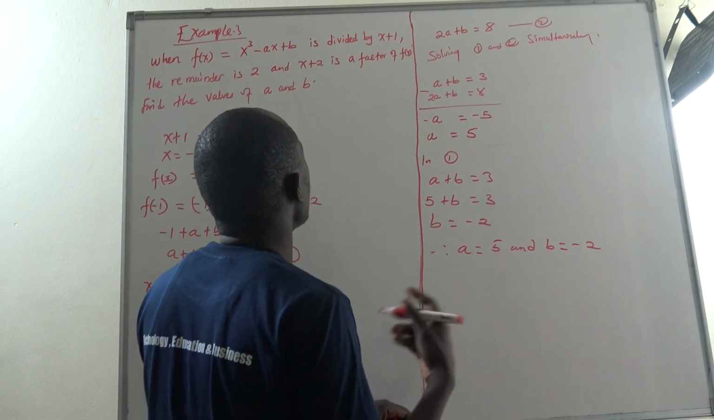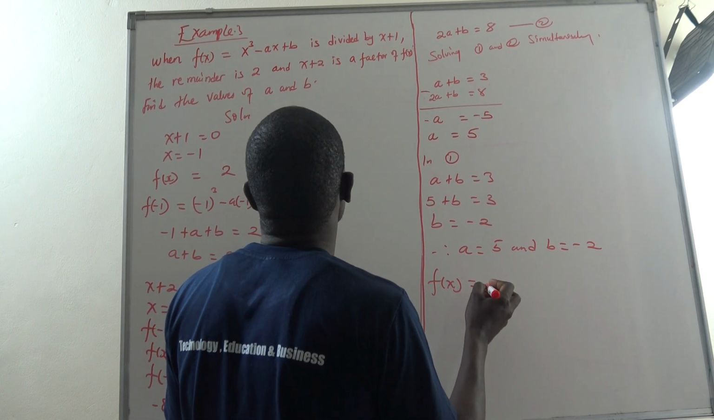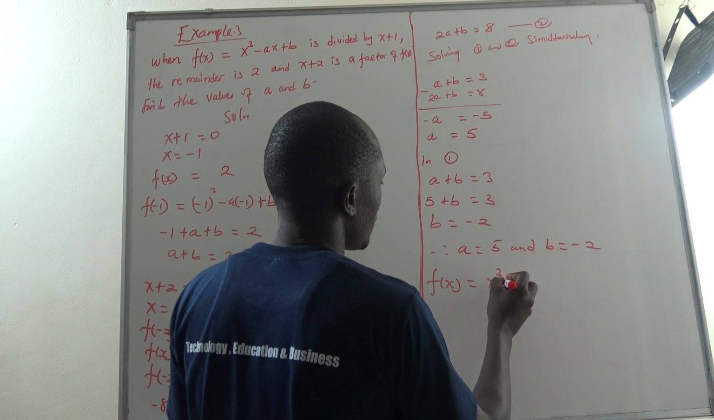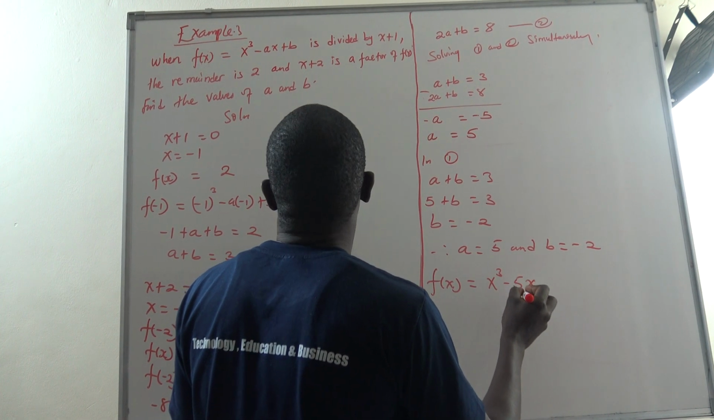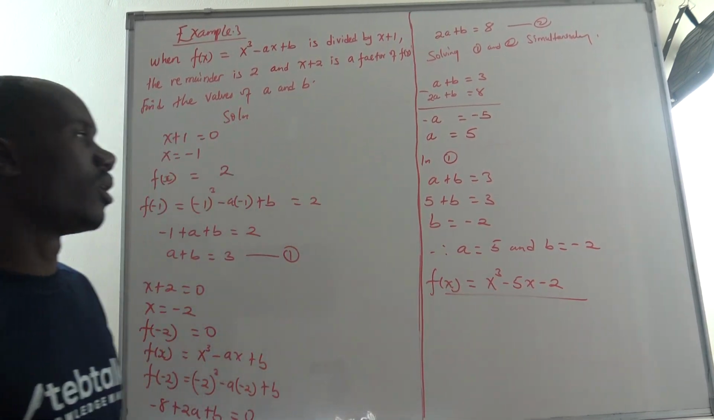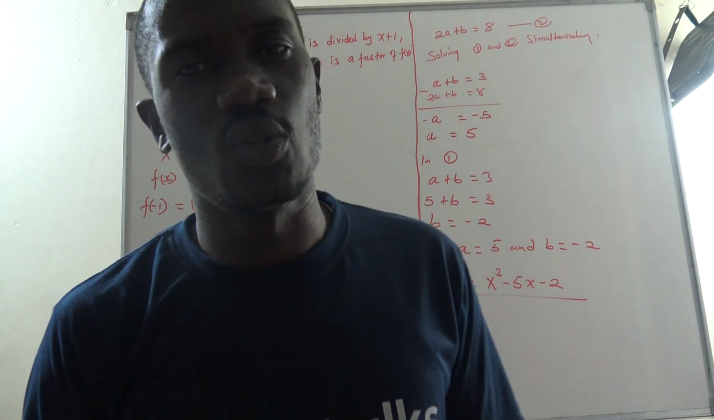So if you write the polynomial, it will become f of x equals x cubed minus 5x. Where there is b, put a minus, you say minus 2. So that one will have already become our clear equation in that.